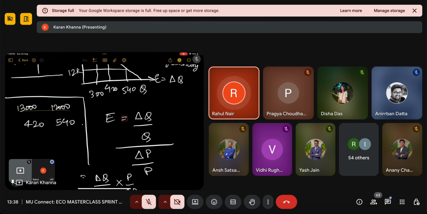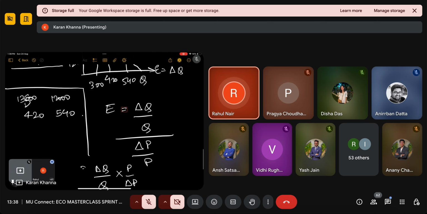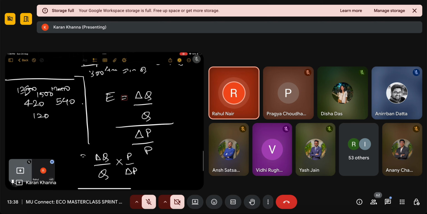So what I'm basically doing is taking these 2 points and trying to find the price elasticity. So how to calculate the price elasticity? We have to first calculate the change in quantity. The quantity has changed from 420 to 540. So the change is 120, right? However, the price has changed from 13,500 to 12,000. That is 1,500, right?